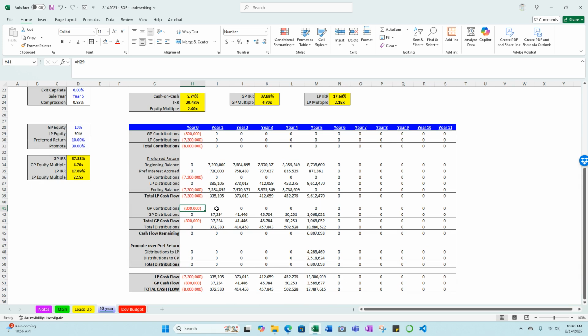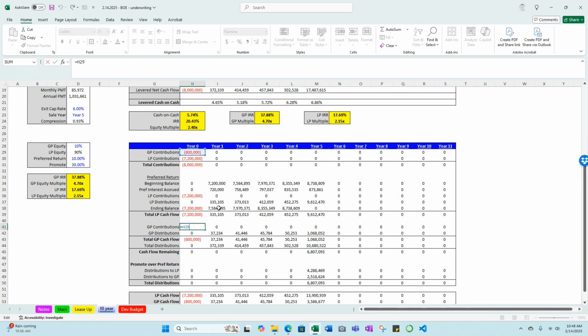Okay, for the GP contributions, reference the cell above in year 0. No distributions, year 0. Add those together. References above. You can see the syntax for that. Takes the LP distributions, divides it by the LP equity number, multiplies it by the GP equity number. This sums it. This adds LP distributions for the GP distributions to get total.